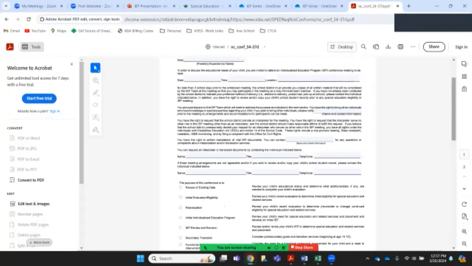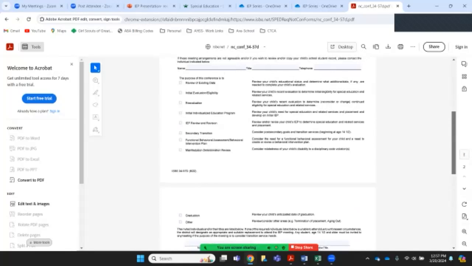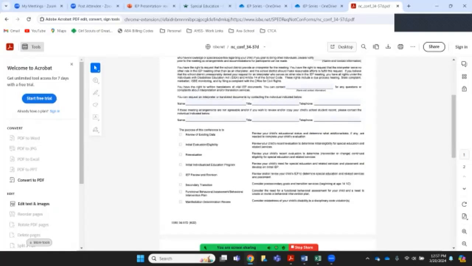Your IEP team should also be listed here, as to who will be present and their titles. There are check boxes to indicate what you're going to be discussing at this IEP or at the revision, or if there's a functional analysis or a behavioral intervention plan that needs to be made. They will indicate by checkbox who it is. You can also request an interpreter or translated documents by contacting the individuals below. So if you need an interpreter there, you can call that phone number or that person to request that.